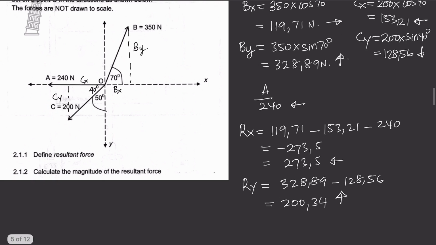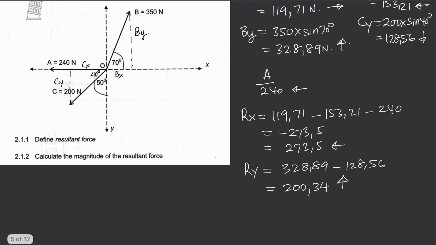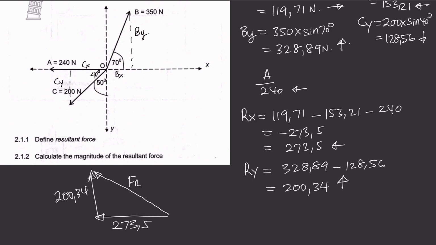So we got the components of the resultant. If we want the actual resultant, we need to convert this into a triangle. We have a force going here, that's 273,5. Then we have a force going up that way, which is 200,34. Our resultant is actually going to be this one, right? That's our FR, and it's going to be the hypotenuse.